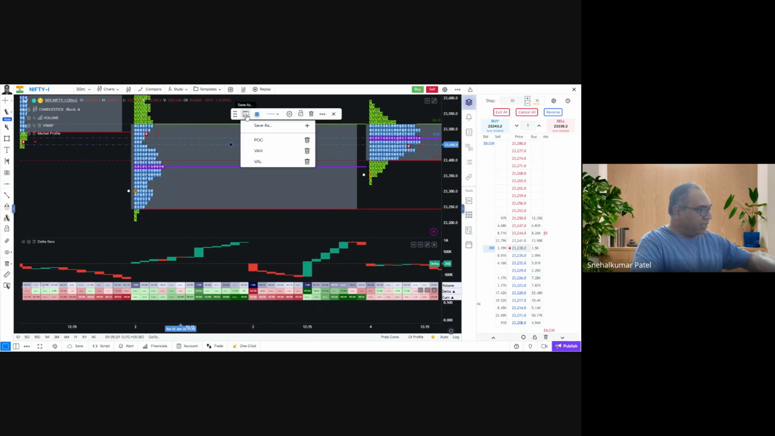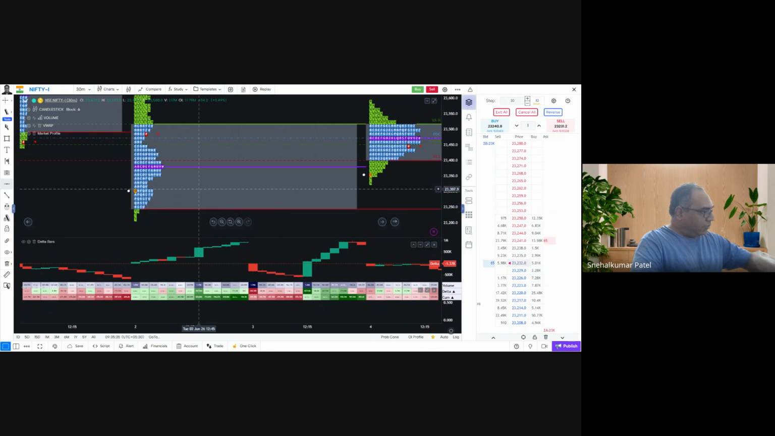I will mark this as value area high. Around this level, this will be marked as value area low. And we have point of control here. Okay, let's see the levels. So right now, Nifty is around 23,250. Okay, so this is a level.